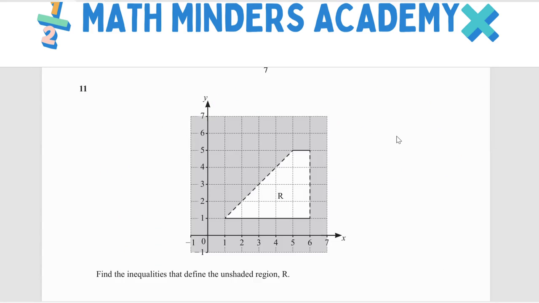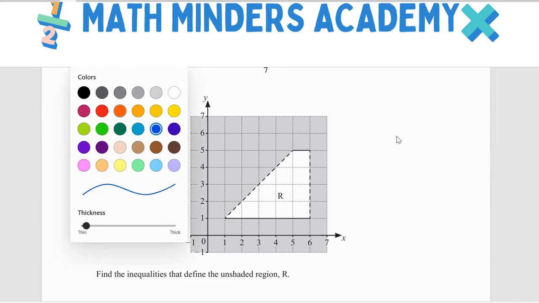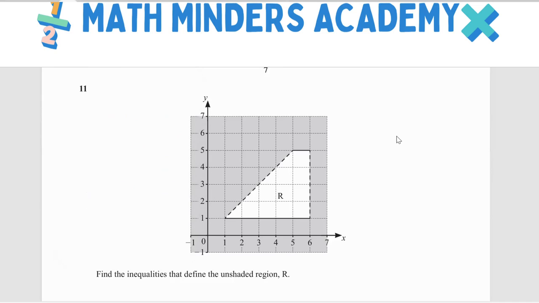For question number 11, we want to find the inequalities that define the unshaded region R. So when you look at this diagram, the unshaded region represents everything inside this trapezium. So we want to find inequalities that define this region. There are 4 lines here. We have this line here. We have this line, number 2. We have this horizontal line, and we have this line here.